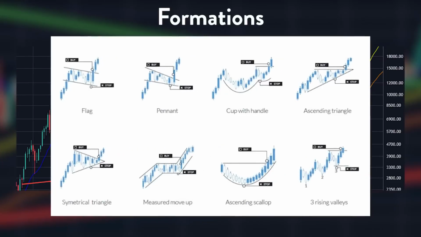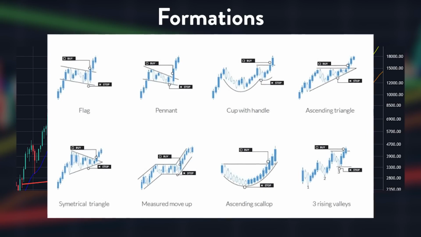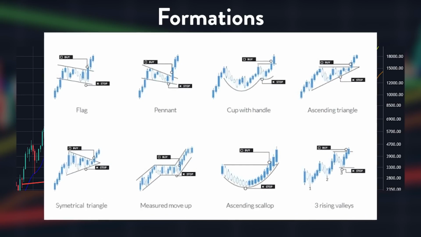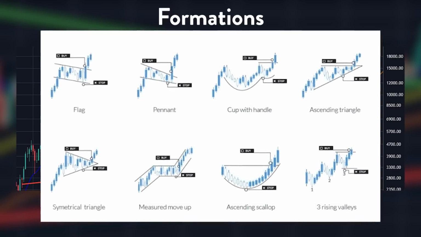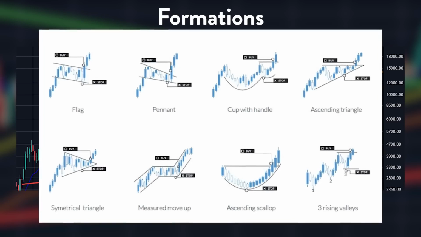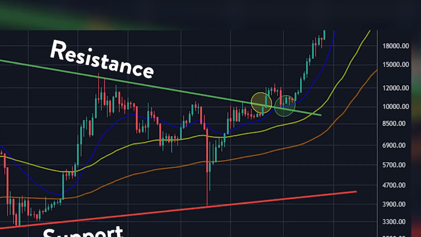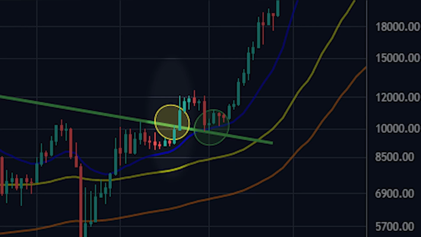Next, we need to talk about formations. Formations are patterns in the price movement of an asset on its chart. Formations are amazing because this is what allows us to identify the most likely direction an asset is headed, as well as the most likely price it will stop at after breaking through that formation. In the same image, you will see a yellow circle and a green circle. The yellow circle is the moment this asset broke out of the formation.